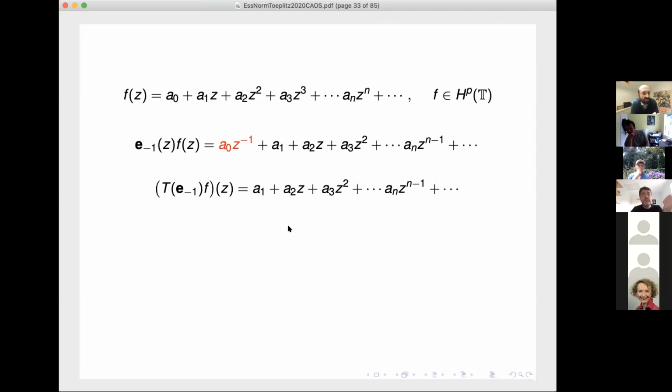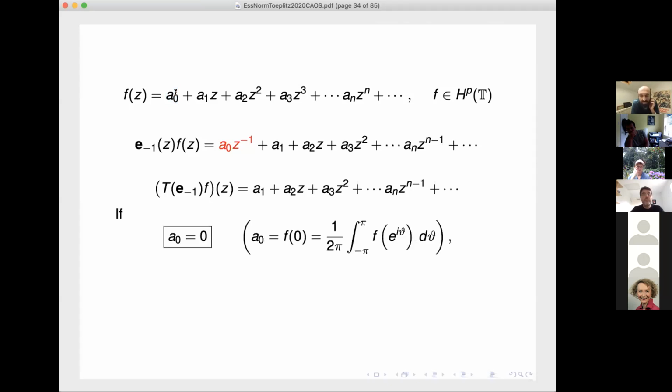And the trivial observation is that if a_0, this coefficient, is 0, right? So if this operator is 0, and 0 is the zeroth Fourier coefficient, or if you think in terms of an analytic function, this is just the value of your analytic function at 0, or it's just the mean value of a function, this is the integral. So if a_0 is 0, then actually you are not cutting off anything, you are simply multiplying. And you are multiplying by a unimodular function.